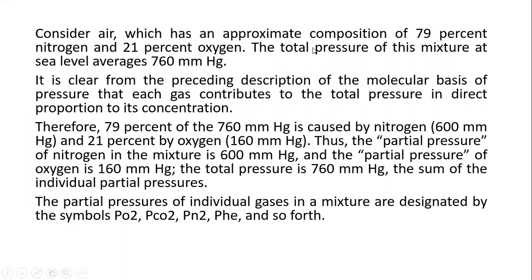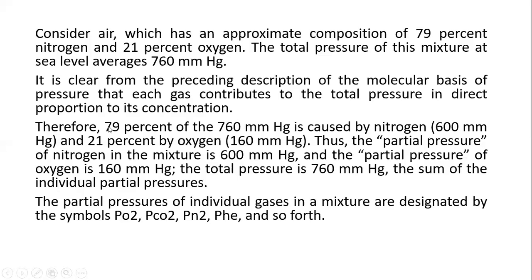Consider air, which has an approximate composition of 79% nitrogen and 21% oxygen. The total pressure of this mixture at sea level is 760 mm mercury. It is clear from the preceding description of the molecular basis of pressure that each gas contributes to the total pressure in direct proportion to its concentration.